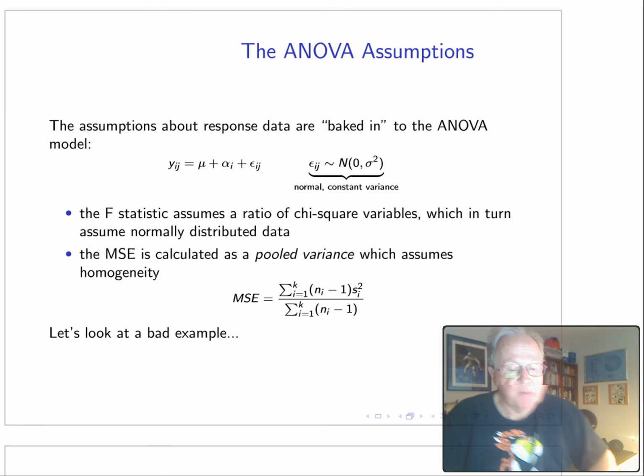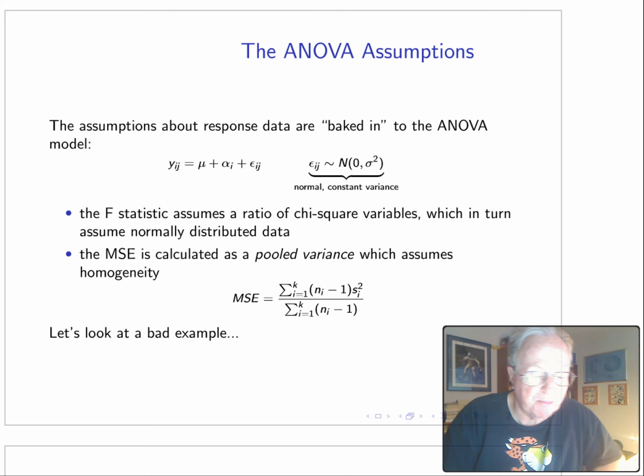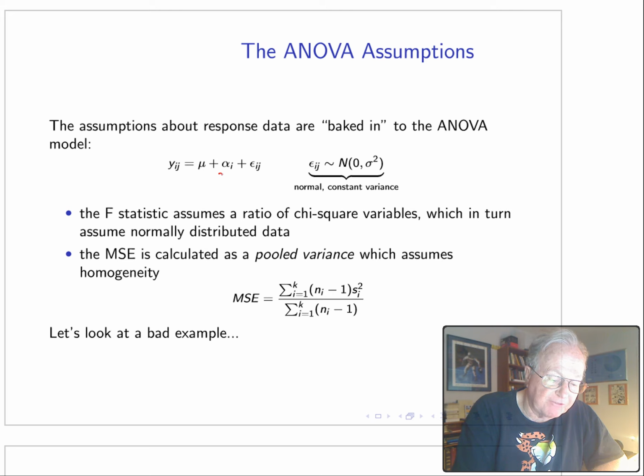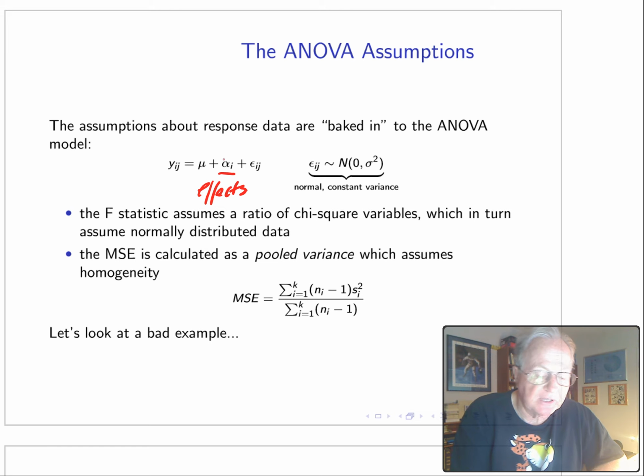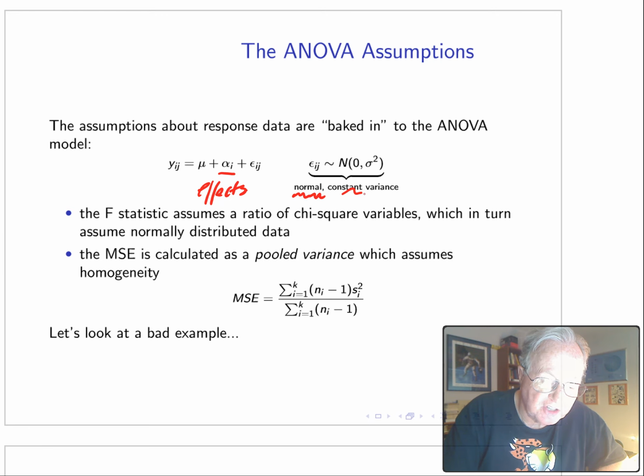ANOVA operates based on two assumptions that are baked into the ANOVA model. First off, that the effects of treatment are linearly related. That is, each treatment has an adjustment away from the grand mean. And each observation follows the group mean plus or minus some small amount of error, and we assume that that error is normally distributed and has a constant variance across groups.